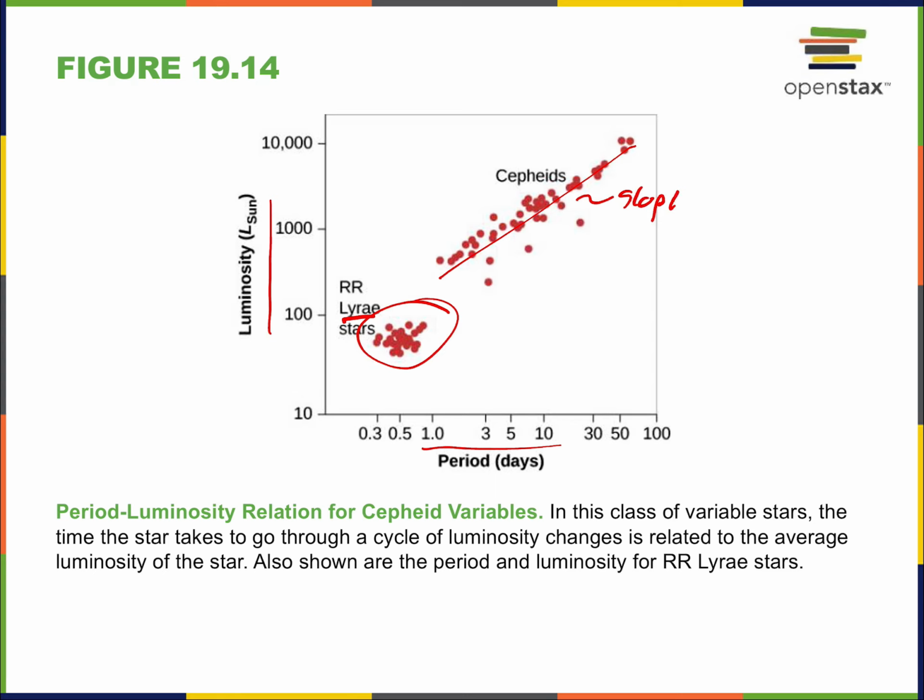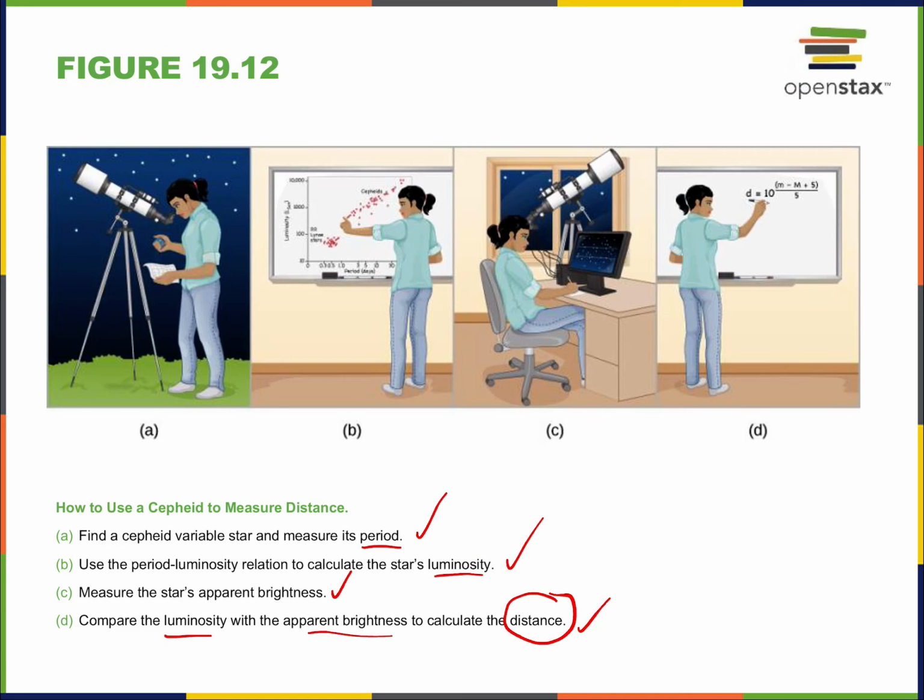There's not really a slope for the Lyra stars, there's kind of this one data point. But regardless, this is the idea between period in days of variation and luminosity, the one that was mentioned before, all right? This would be step B, use the period luminosity relationship.